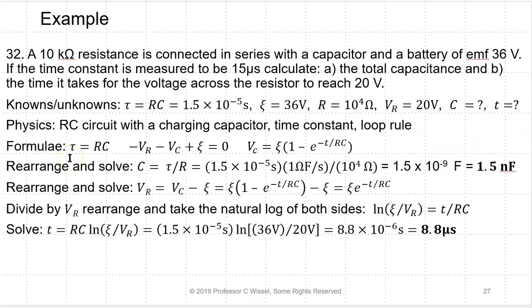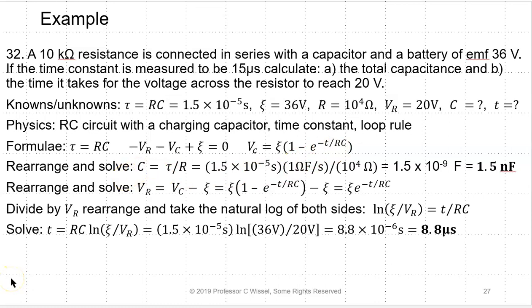The physics of this is an RC circuit with a charging capacitor, time constant, and a loop rule. The formula is tau equals RC. We know that minus VR minus VC plus the EMF of the battery equals 0. That's just going around the circuit. So VC equals the EMF times the quantity 1 minus the exponent minus T over RC. We can rearrange this and solve.